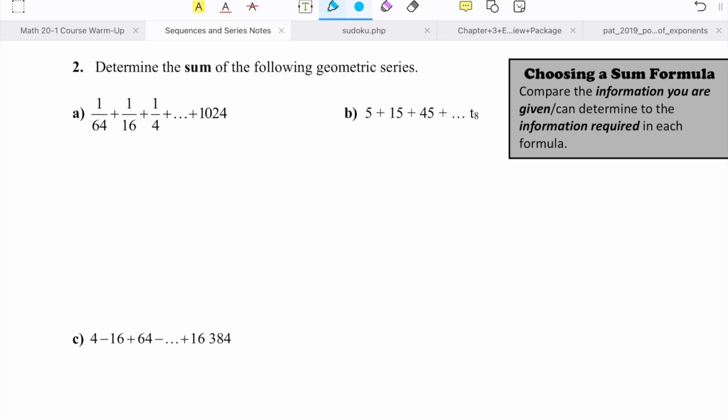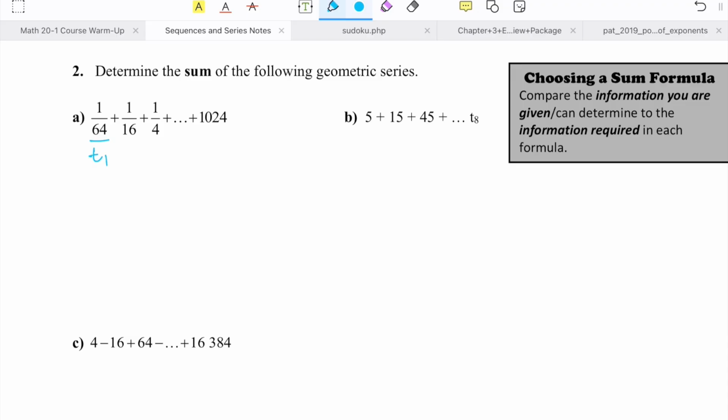Now let's look at how we'll find T1, Tn, n, and r in the following questions. T1 would be 1 over 64. Tn would be 1024. And then r would be 1 over 16 divided by 1 over 64. So write that down like that.